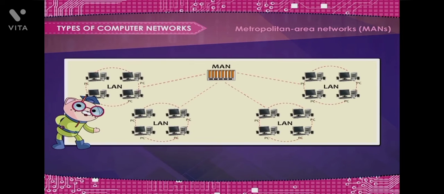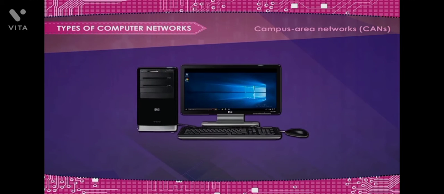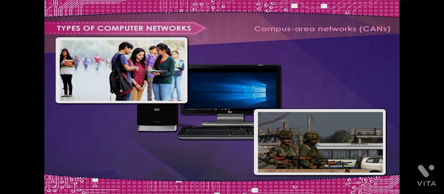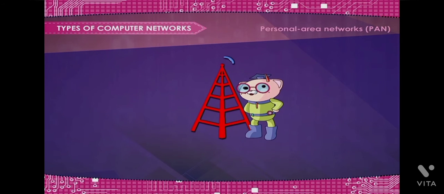Metropolitan area networks or MANs. A network designed for a town or city. For example, the cable TV network. Campus area networks or CANs. The computers are within a limited geographic area, such as a campus or military base. For example, an intranet working within IIT. Personal area networks or PAN. It is a computer network used for data transmission amongst devices.